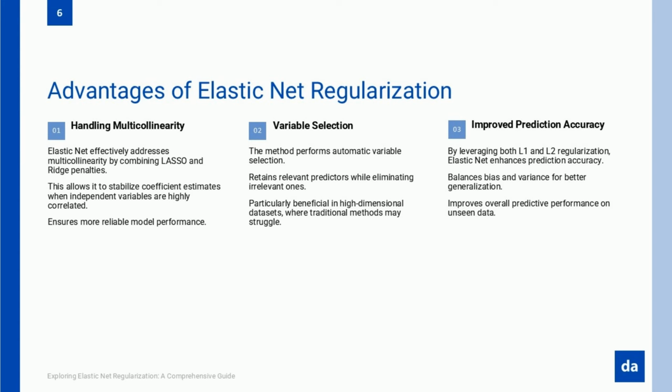To sum it up, Elastic Net gives you the best of both worlds: Lasso's feature selection, Ridge's stability, and an added layer of flexibility to handle tricky datasets. It's reliable, interpretable, and works exceptionally well when predictors are correlated or when you're working with a massive number of features. But of course, nothing is perfect, and Elastic Net has its own set of challenges.